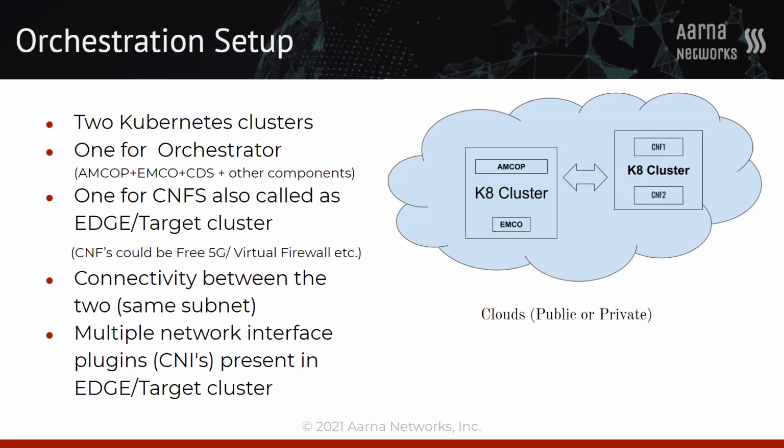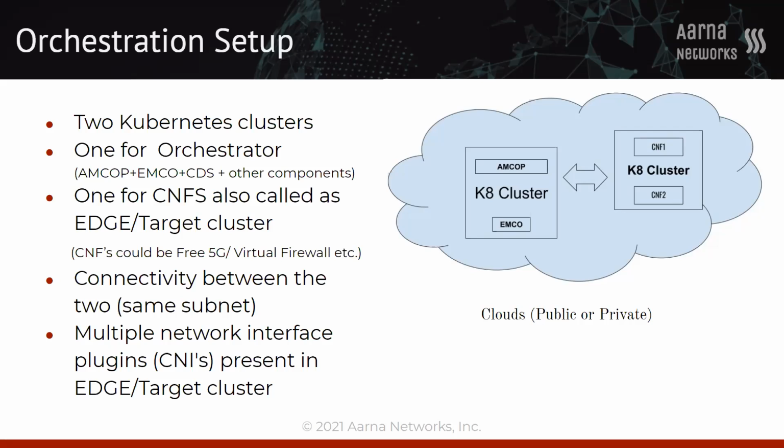So that way, pods on one cluster are able to talk to the pods on the other cluster. Another thing I want to emphasize is that all the telecom CNFs typically require multiple network interfaces. For example, for a virtual firewall, we need two or more interfaces. And in Kubernetes, the default option is to give only a single interface.